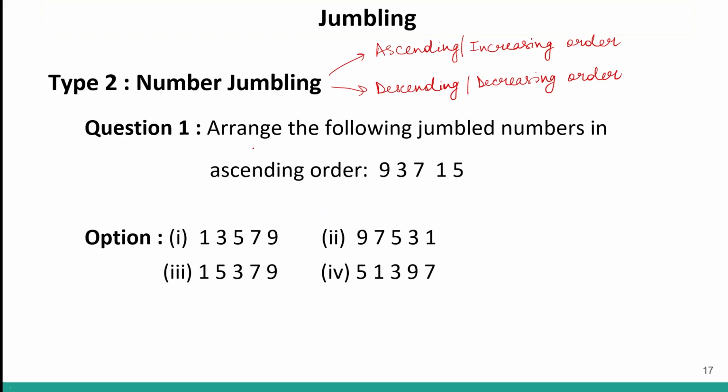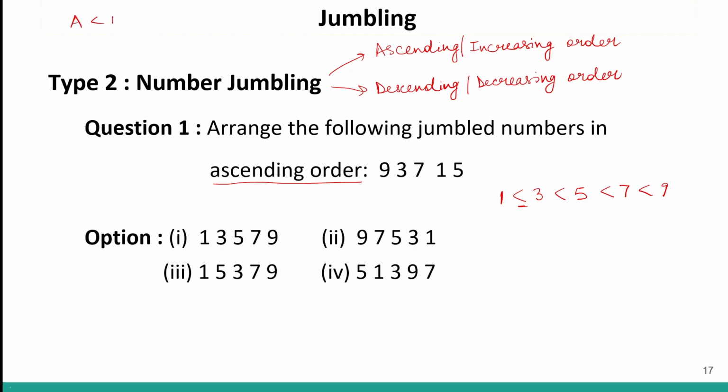Now, in this question, arrange the following jumbled numbers in ascending order. So increasing order. Correct? The numbers are 9, 3, 7, 1, 5. So if I arrange them in increasing order, I'll get 1, then 3, then 5, then 7, and then 9. So I told you this also.